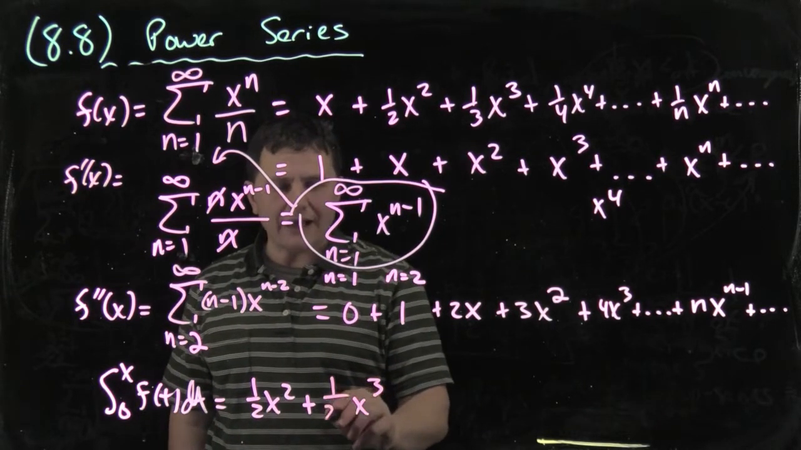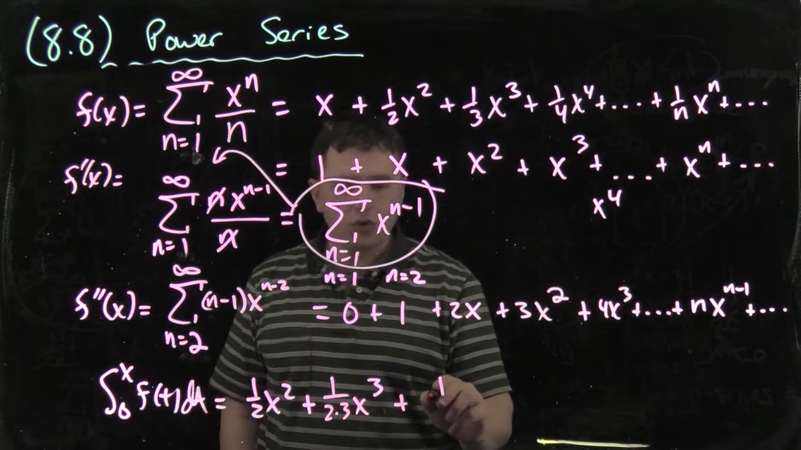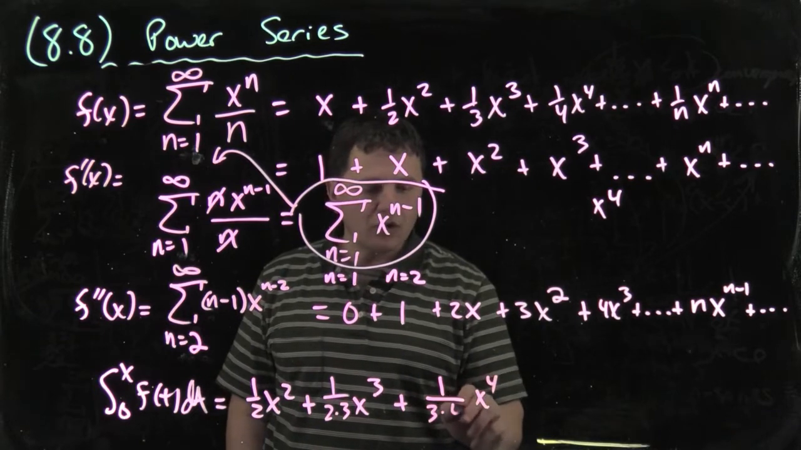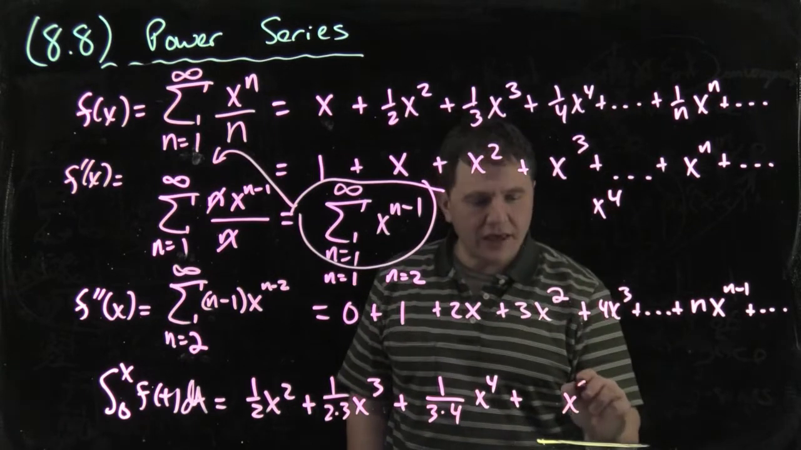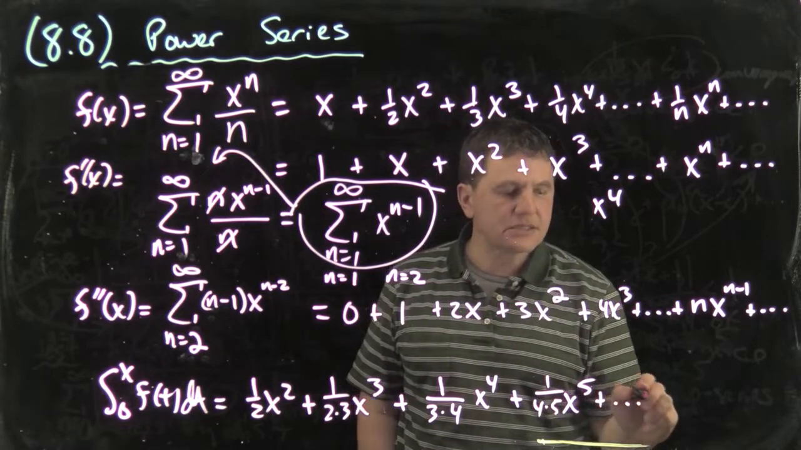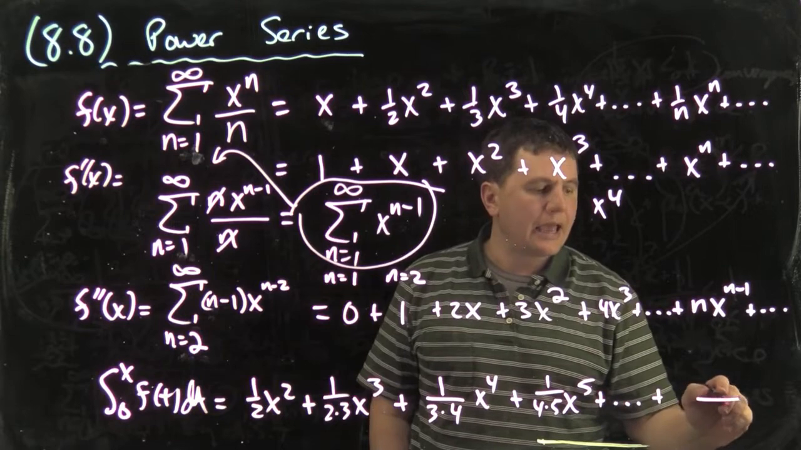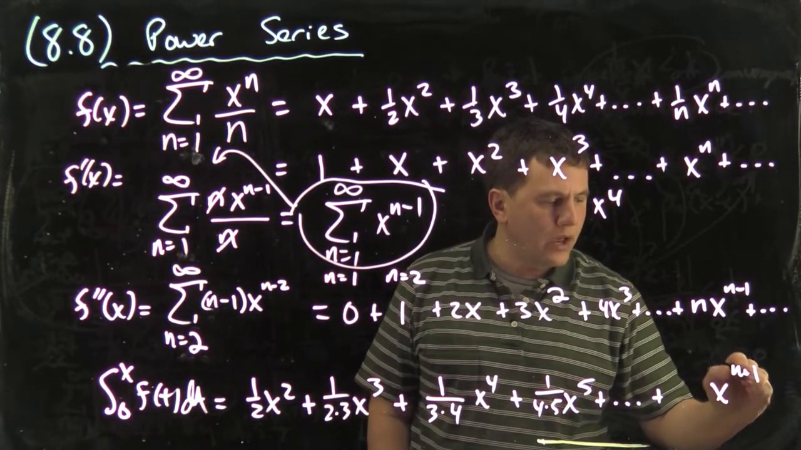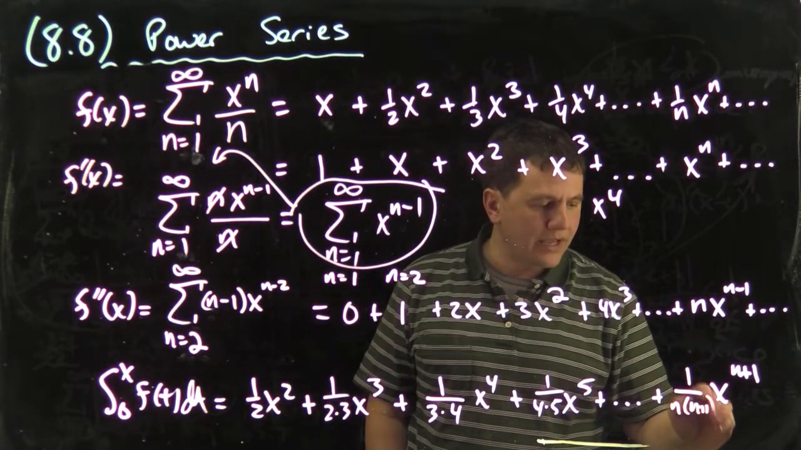So that would be 1/2, and then we need a 3 in the denominator to cancel, plus 1/3 x to the fourth with a 4 down there, plus x to the fifth, we still have the 1/4, need a 5 in there, plus, and then on and on and on to x to the n plus 1. So then 1 over n, we have the n and then n plus 1 to cancel with this.